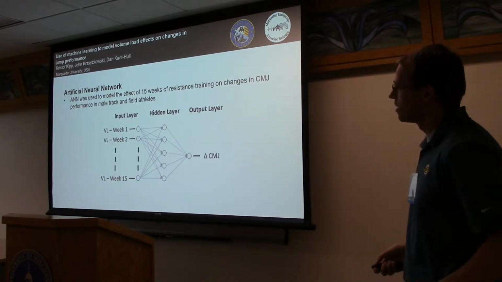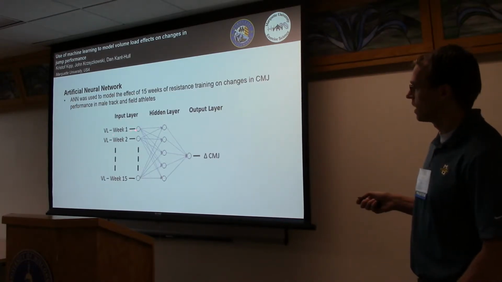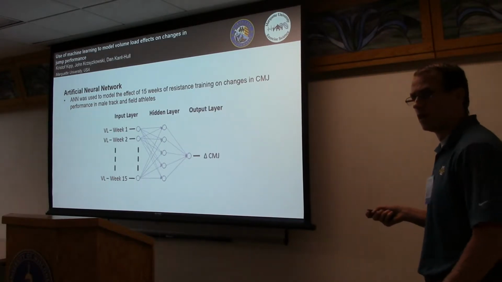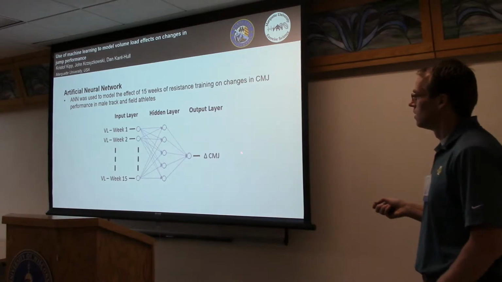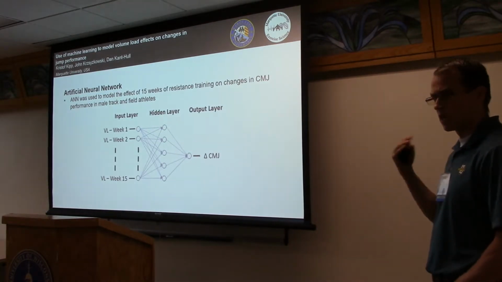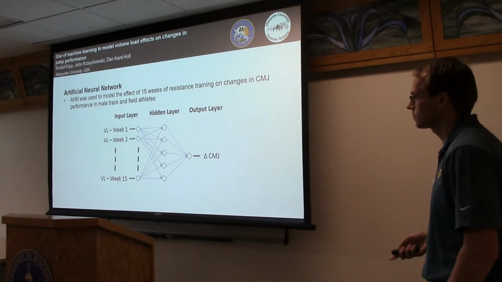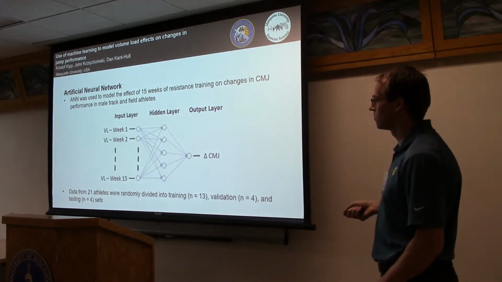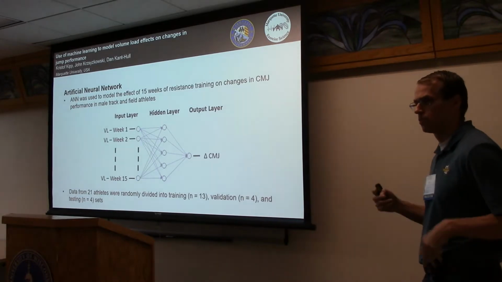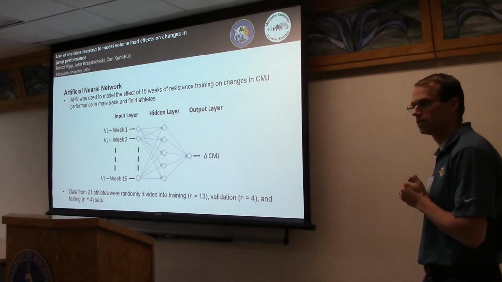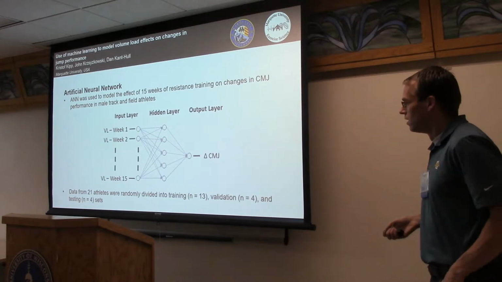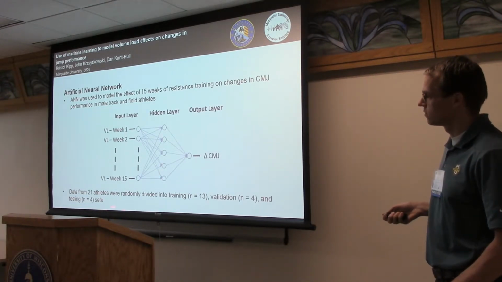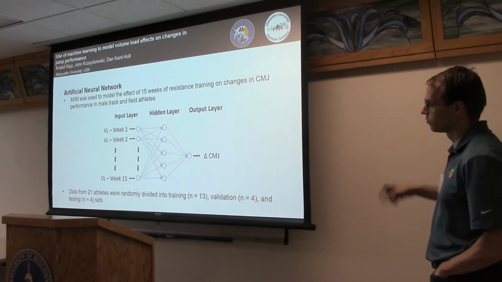So the model that we used here has basically 15 input parameters, the volume load of each week. We try to map that onto just a single change in counter movement jump performance. Here, again, we have data from 21 athletes. They're randomly divided into a training group, training in this sense being training the weights of the network. We use 4 to validate the performance, and then we tested the network on 4 separate players.